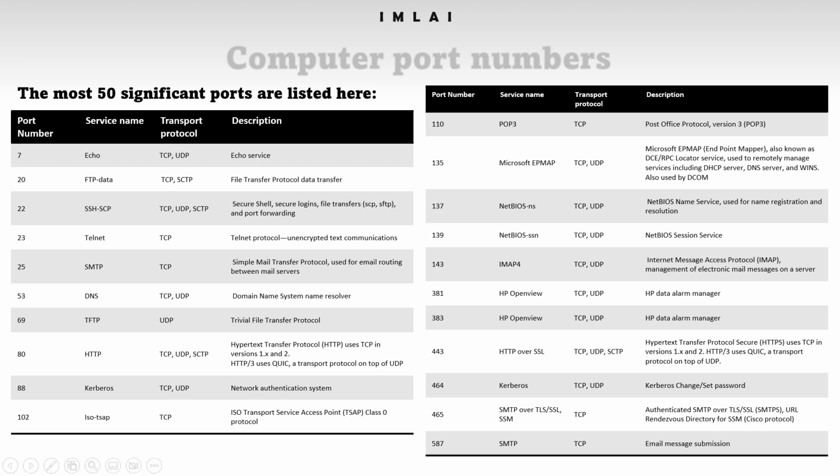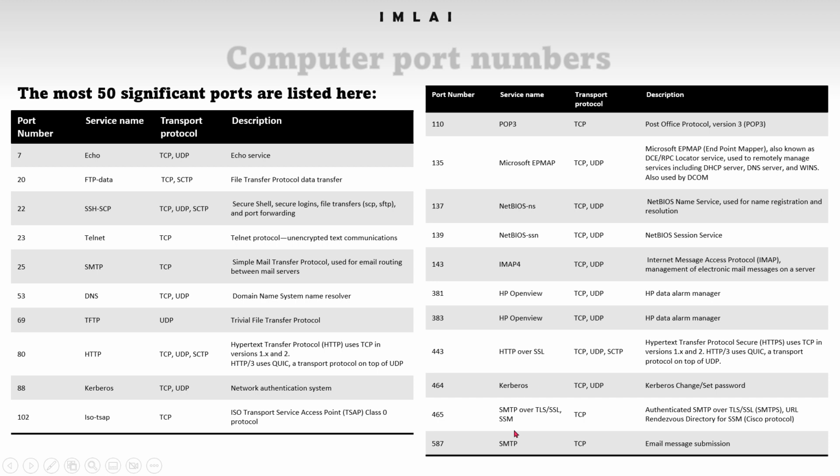Then we have HTTPS, the Hypertext Transfer Protocol Secure, which is HTTP over SSL. That means a secure one. It uses TCP in versions similar to HTTP. It uses port 443. HTTPS uses 443, while normal HTTP uses 80. And it uses the usual transport protocols such as TCP, UDP, SCTP.